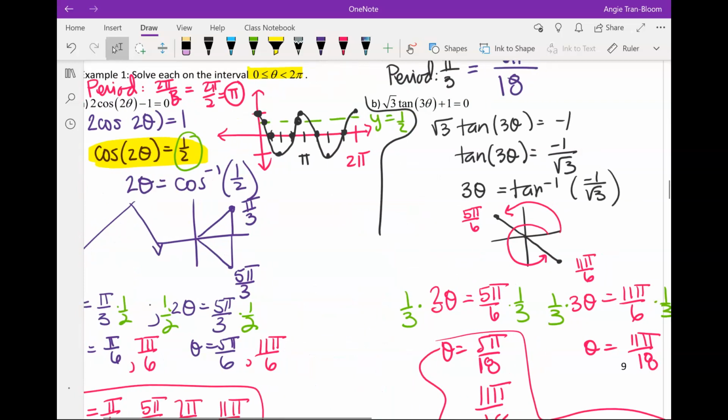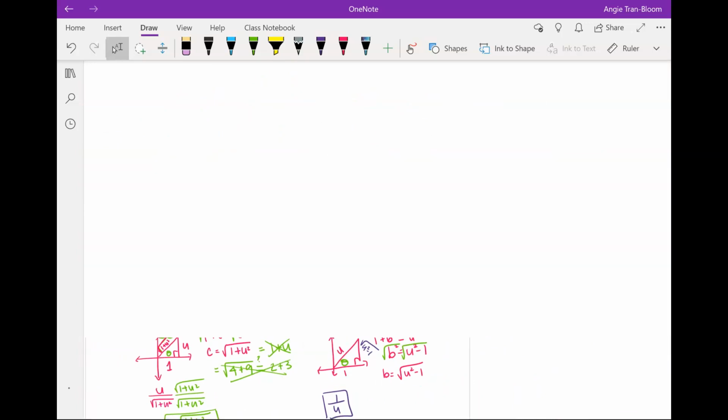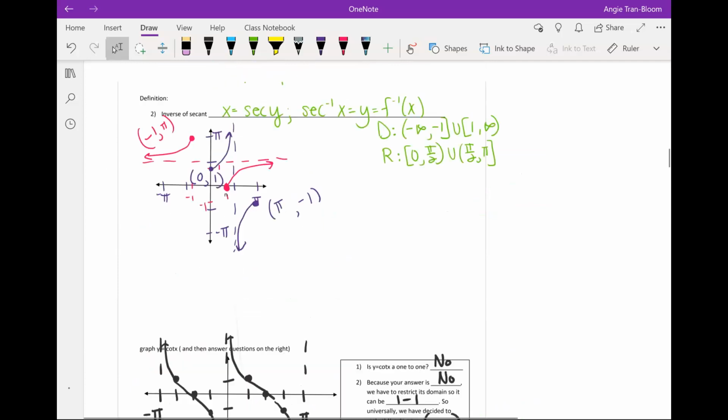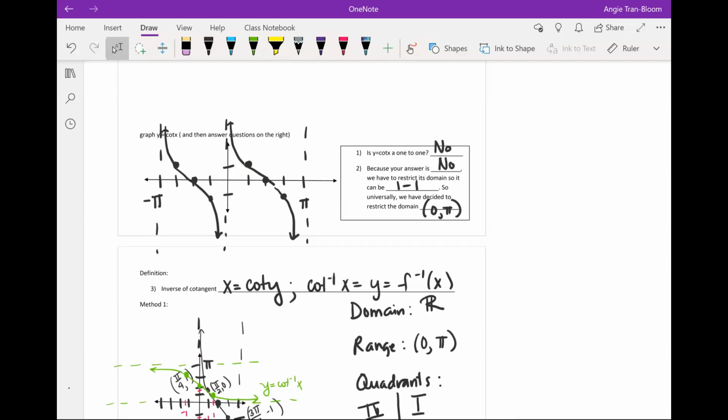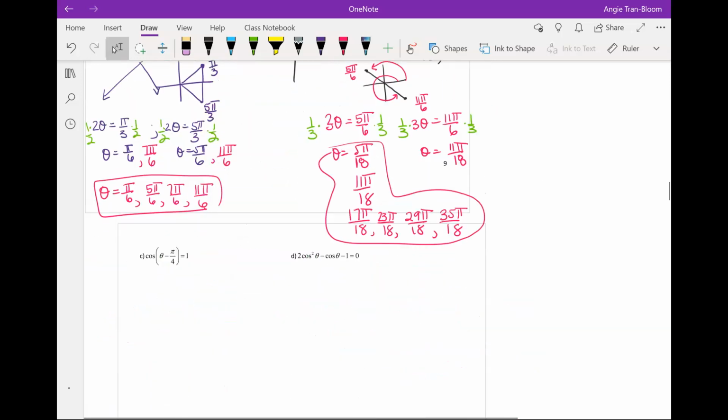So let me go back to the beginning of 7.1 when we graphed tangent. Oh, actually, just even cotangent. See over here, cotangent? Can you see from 0 to pi it repeats? Yeah, that's why. Cotangent and tangent are both repeating after every pi.